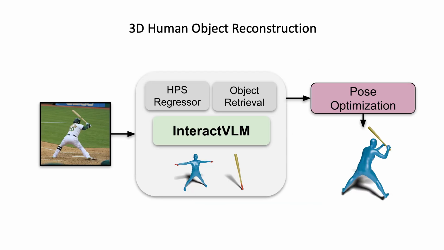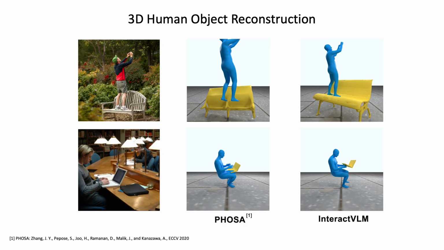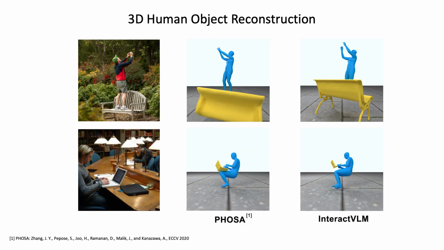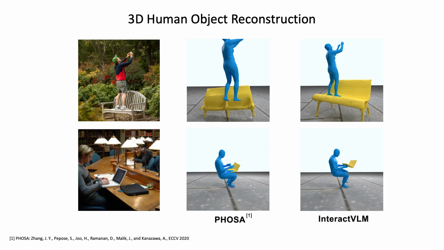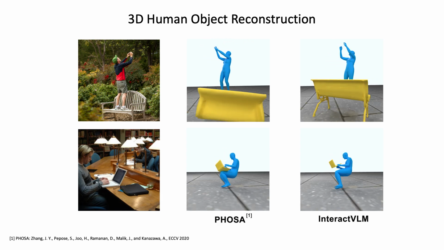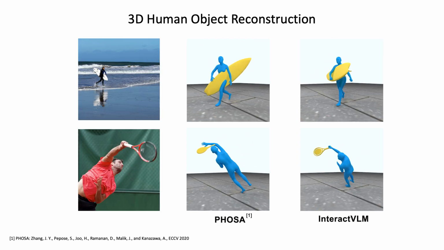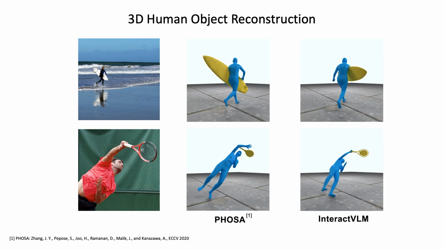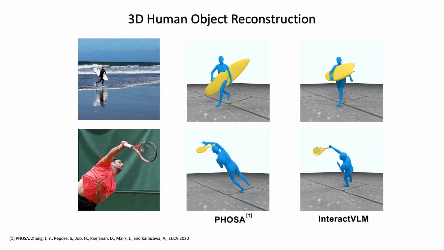Finally, we demonstrate that contact estimated by InteractVLM can be useful for improving the accuracy of 3D joint human-object reconstruction from an in-the-wild image. To this end, we develop an optimization-based method to fit a body mesh and an object mesh to an image using InteractVLM's inferred contacts. Here are some qualitative results. Here we compare InteractVLM with FOSA, the state-of-the-art method for in-the-wild joint human reconstruction. Unlike FOSA's handcrafted contacts for bodies and objects, our reconstruction is guided by InteractVLM's inferred contacts.